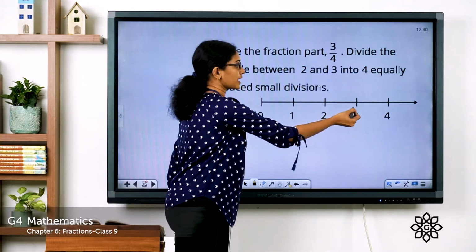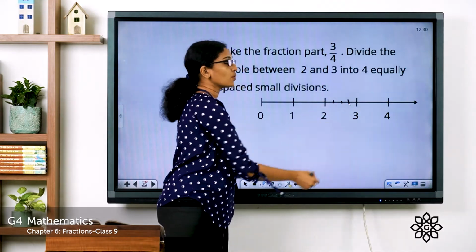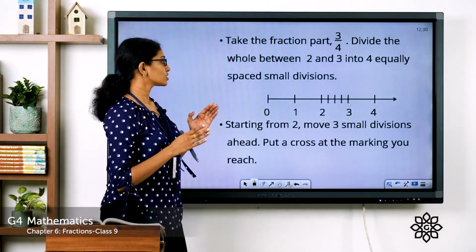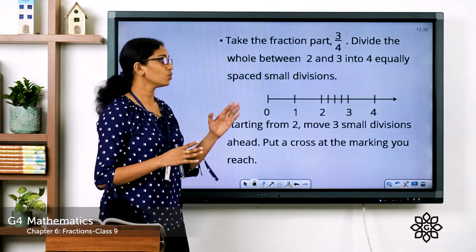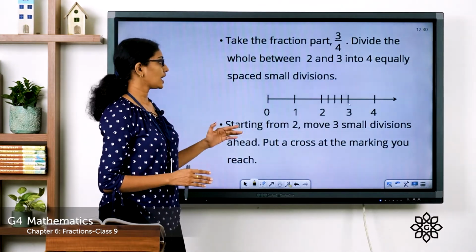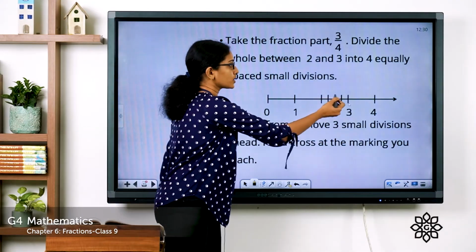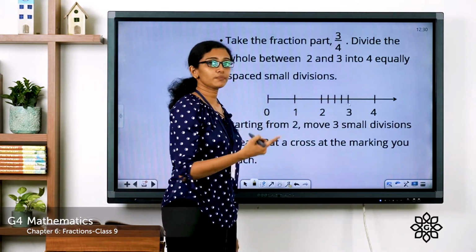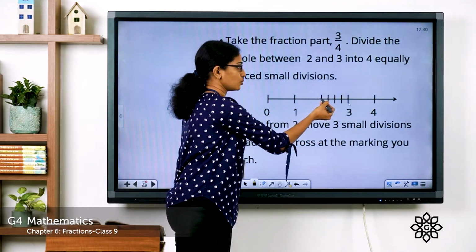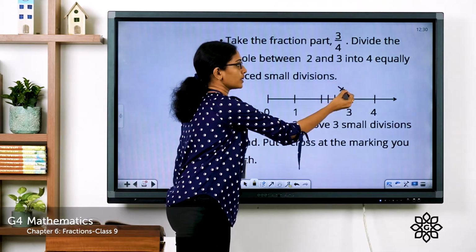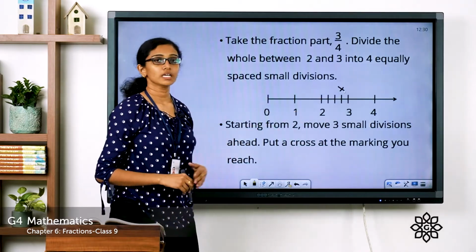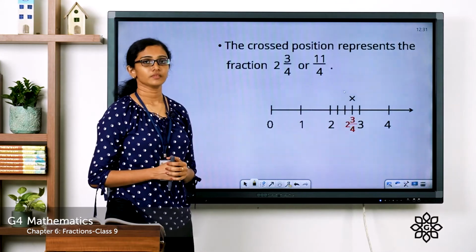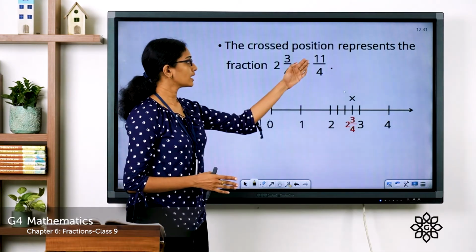So you have to divide the whole between 2 and 3 into 4 equal divisions, and we get it like this. Now the next step is to start counting from this 2, and you have to move 3 small divisions ahead of this, and you have to put a cross. So there are 4 equally spaced divisions. Since the numerator is 3, we are going to move 3 positions ahead of this 2. So starting from 2, 1, 2, 3. You put a cross over here, and this will correspond to the fraction 2 3 by 4. And now you have marked it on the number line. You can either write 2 3 by 4 here or 11 by 4 here.